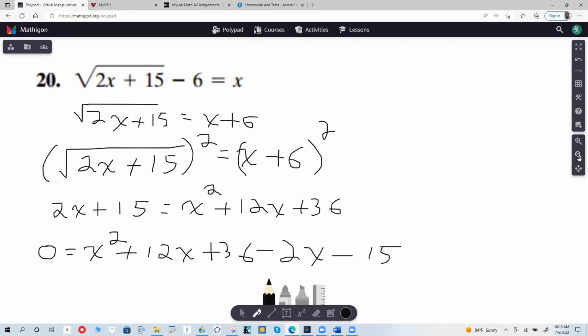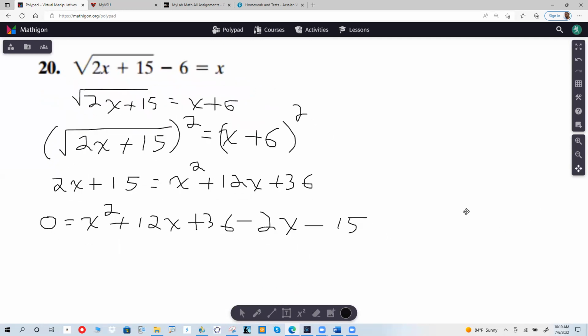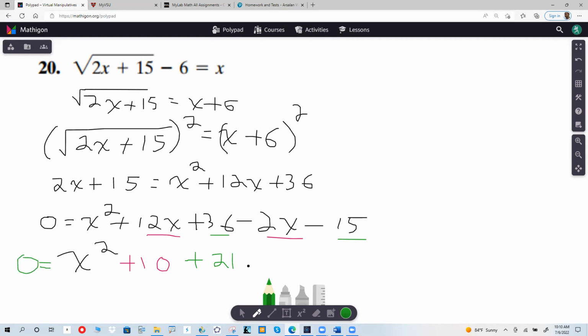Okay, now I am going to say x squared, 12x minus 2x is 10x. 36 minus 15 is, I believe, 21. I'm going to check. Give me 1 second. Okay, guys? Yeah, that's right. This is my right-hand side, but I don't like to write a 0 here. It seems awkward to me. It's not incorrect. So I'm going to write it here. Doesn't matter. I'm going to get rid of this.